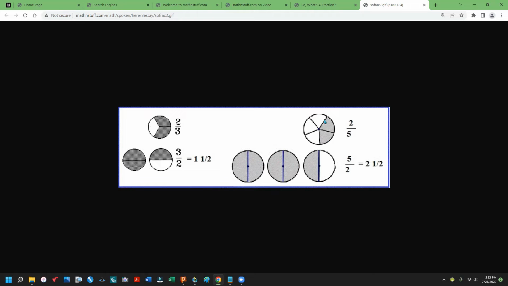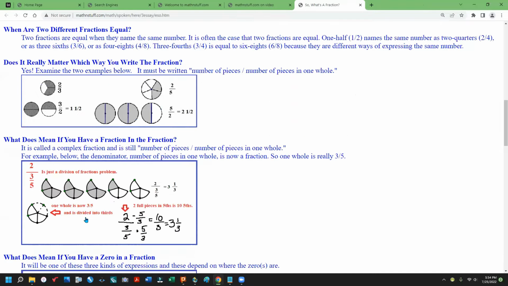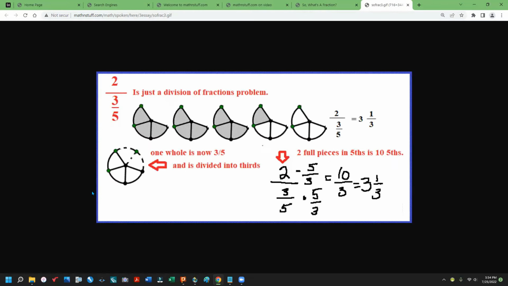Another example. This time, there are 5 pieces in the circle, so it's 5ths. We have 2 pieces shaded, so that makes it 2/5. If we'd flipped it and written 5 halves, we would have had 5 pieces, each of them half a circle. Those are the easy ones. Now we get to ones that confuse people a little bit. So if it's too much, just take a break and come back.